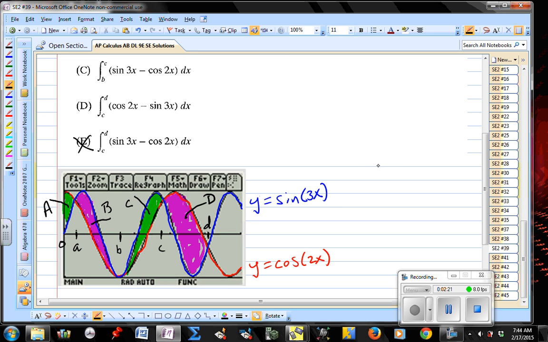Therefore, the largest area that we can see on the screen is D, and that makes the greatest integral expression option D.